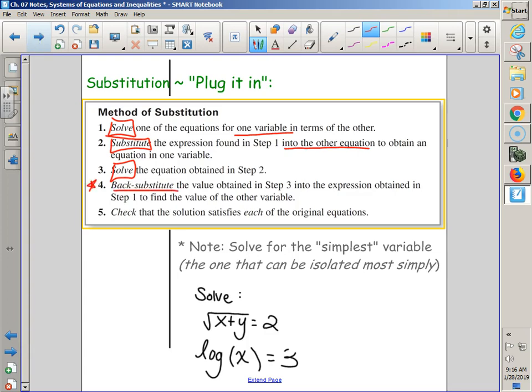But what does it mean? It's very basic. Go back and plug in, right? Back substitute. Solve the equation. At this point, you either have an x equals or a y equals, true?